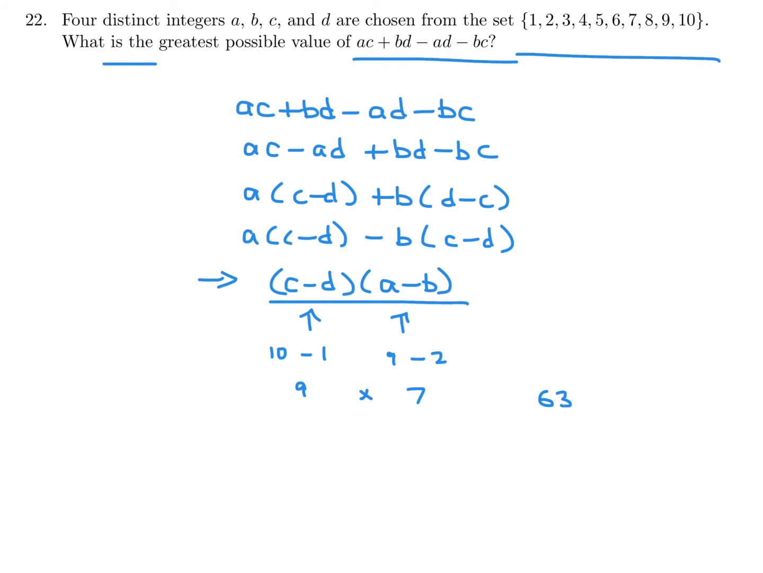Okay. Is that the greatest, or can I get a bigger value? Let's see. Instead of 10 and 1, let's see if I use 10 and 2 for c and d respectively, and therefore that would become an 8. And instead of 9 and 2, if I use 9 and 1, then that becomes an 8. Now I have 8 times 8, and that's 64. 64 is greater than 63, and that is indeed the greatest possible value of that original expression.